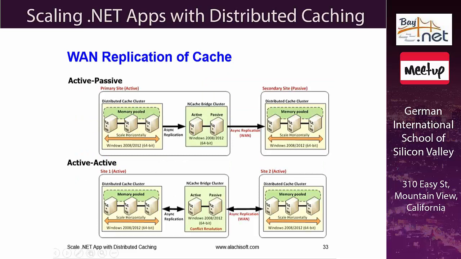And then finally, there's a WAN replication feature. If you have multiple data centers, you want the cache to also replicate the same way that you want the database to. So it's an active passive or active active. Active active, there's a conflict resolution that needs to be done, which in case of NCache it does.